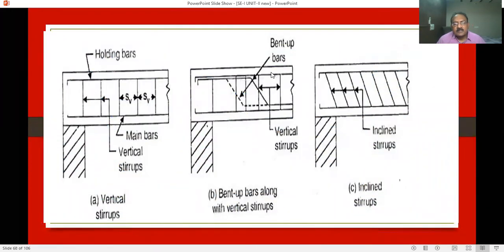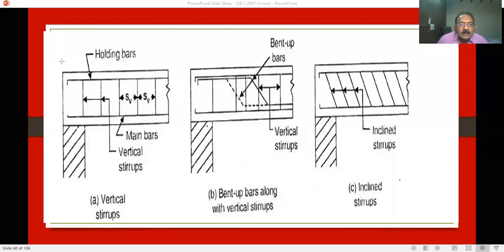Now, as we discussed in the previous topic slide, we have to provide reinforcement to avoid these failures. Whenever shear is more than the design shear stress as per Table 19, we have to provide vertical stirrups, bent-up bars, or inclined bars. These are the examples given here.